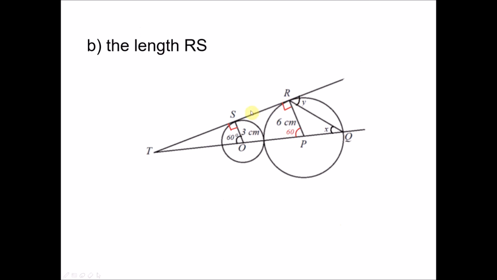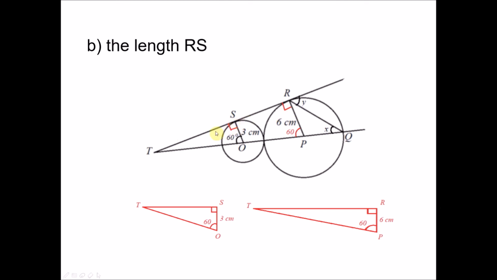Next, to find RS, we need to use the triangles formed, TSO and TRP. Notice that since this is 90 degrees, TSO is a right angle triangle. TRP is also another right angle triangle, because TSR is the common tangent. So 60 here is this, 60 here is this. 3 cm, the radius, will be the length of this side, and 6 cm, the radius, will be the length of this side. So if you want to find RS, we find RT minus ST. Okay, RT minus ST, then we can find RS.